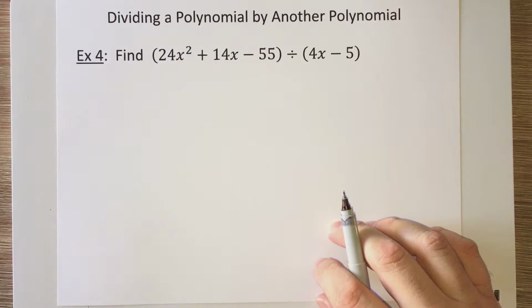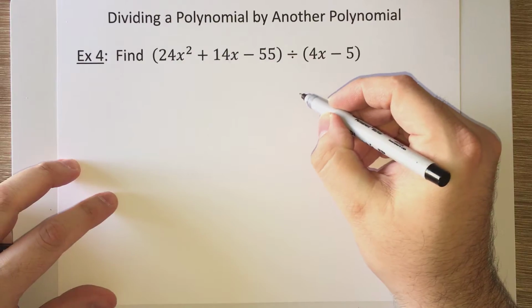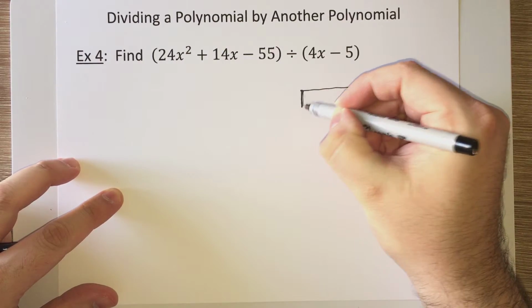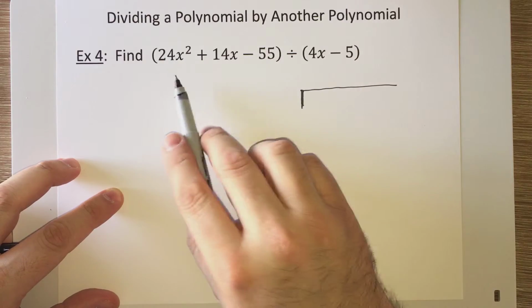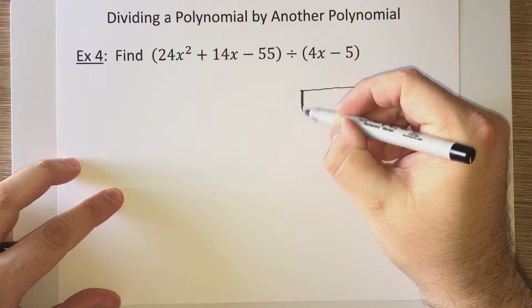Okay, so when you're dividing a polynomial by another polynomial, first thing you're going to do is make a division box. So here's the division box. Then, the polynomial that comes before the division sign goes inside the box. Just make sure you write the terms in the correct order.